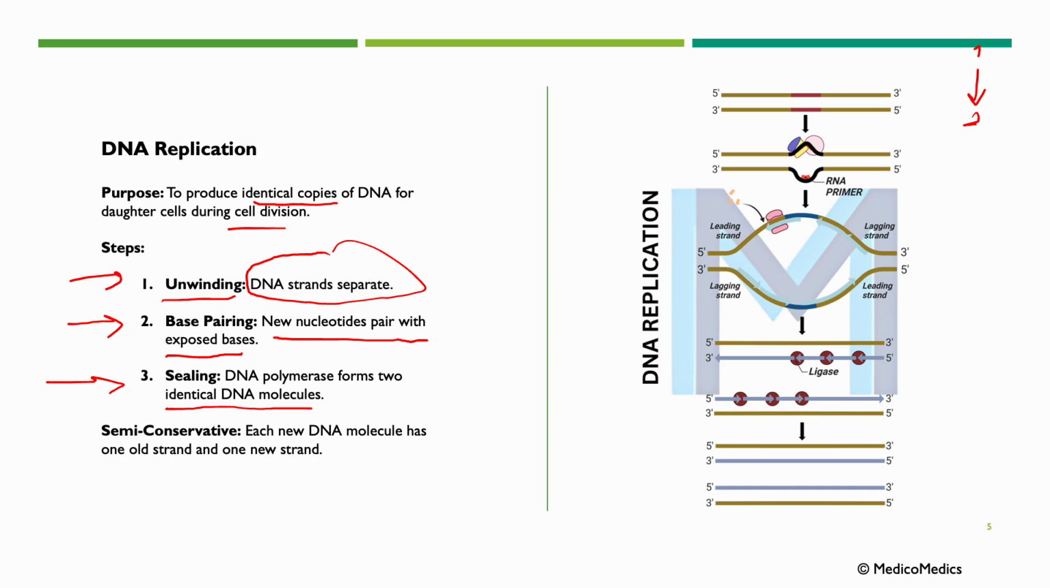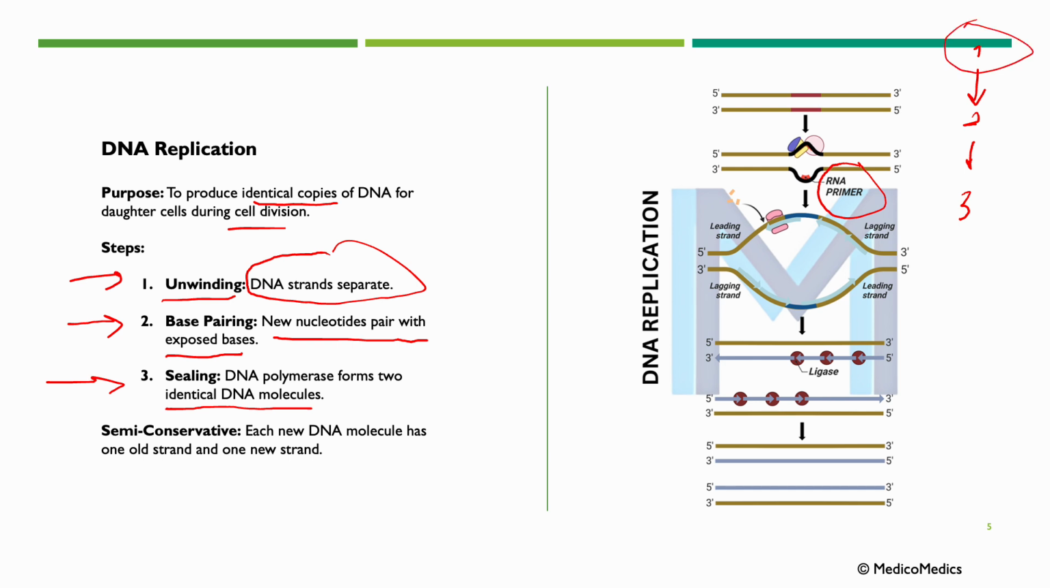In step 2 then, so we have the unwinding, which was step 1. We then enter step 2, so RNA primer formation. So the enzyme primase lays down an RNA primer. It's a short RNA sequence to provide a starting point for DNA polymerase. Further down, we have leading strand synthesis. So the DNA polymerase now adds nucleotides continuously in the 5 to 3 direction, following the replication fork. And the replication fork was created in step 1.